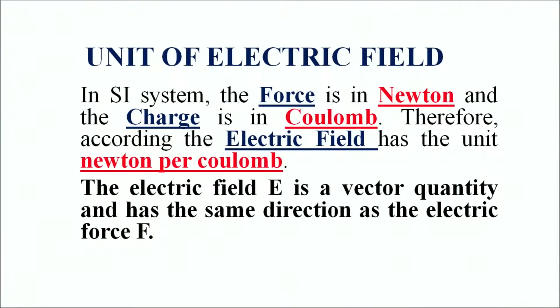Now, we will talk about the direction of electric field, because electric field is a vector quantity. Electric field is a vector quantity and it has the same direction as that of the electric force, which means the direction of electric field will be the same as that of electric force. So, here the direction of electric field will be in the direction from Q to Q naught.